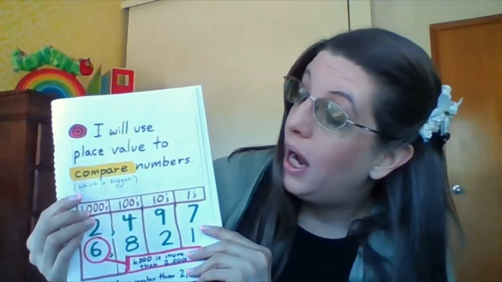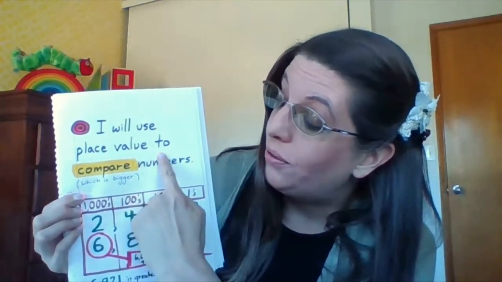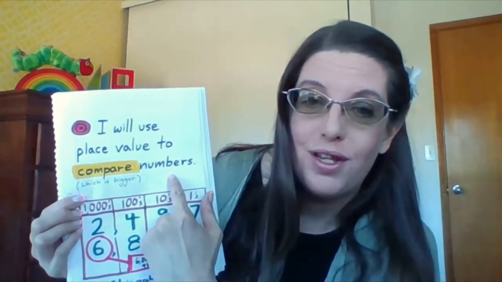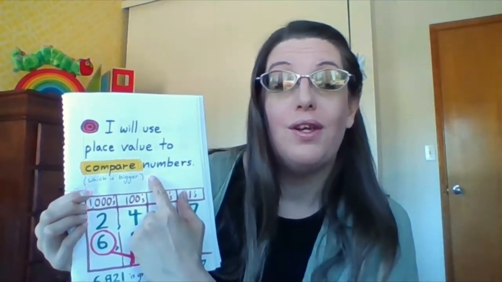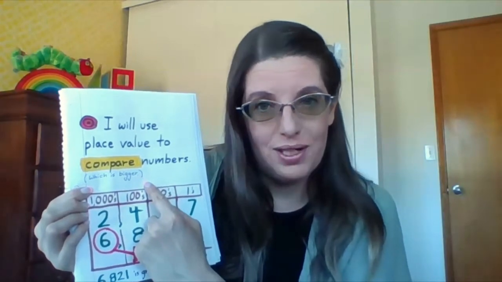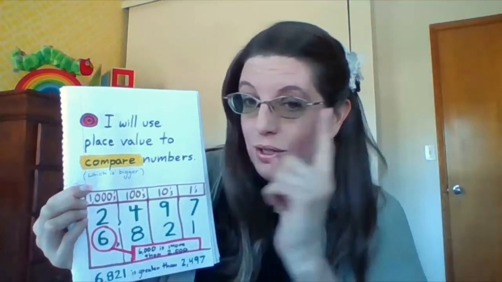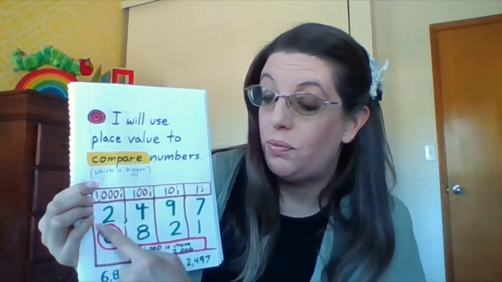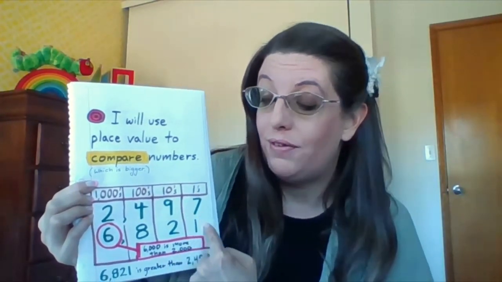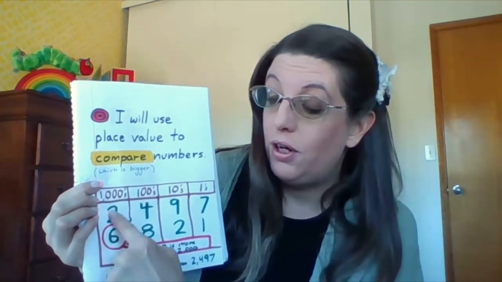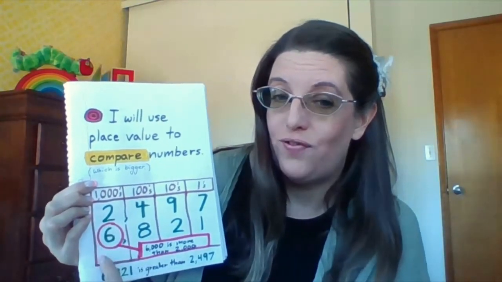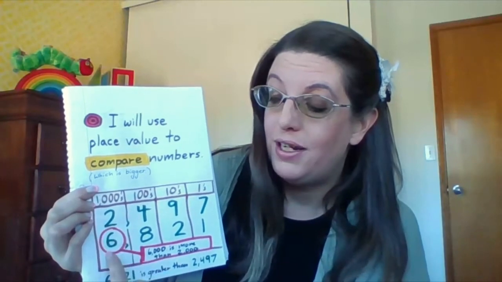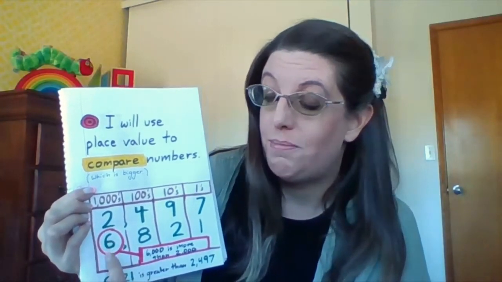Let's take a moment to remember the learning target we are working on. I will use place value to compare numbers. We are trying to figure out which number is bigger and which number is smaller. And we are doing this by looking at the place value of each digit so we understand the value of each digit. And we are looking at the largest place value where the digits are different in order to determine which one is bigger.